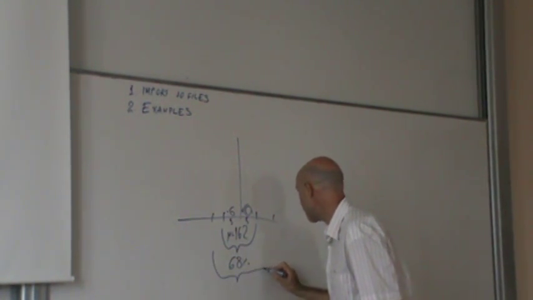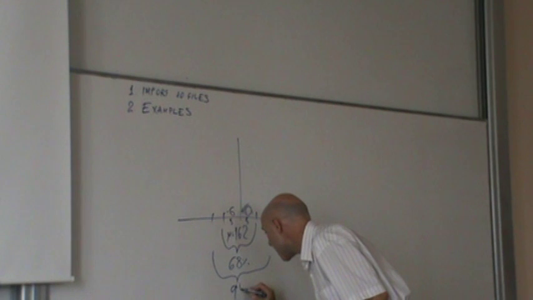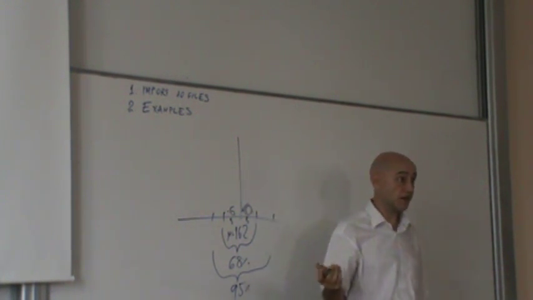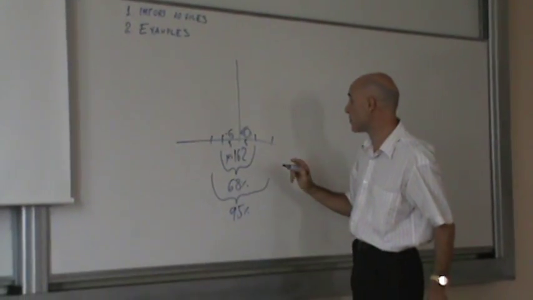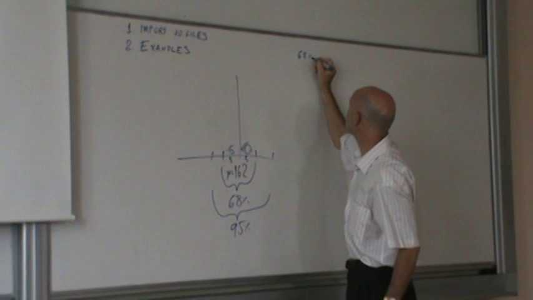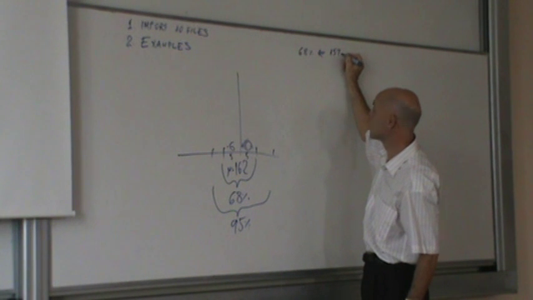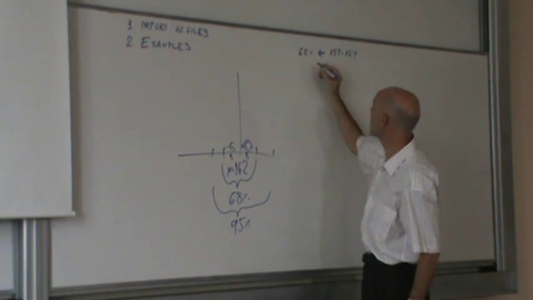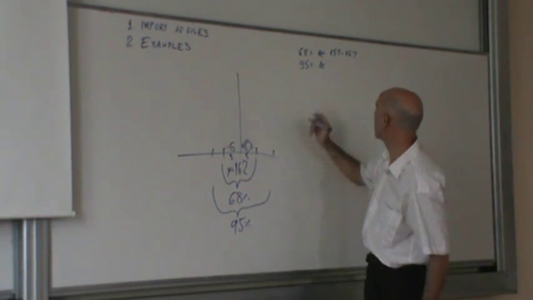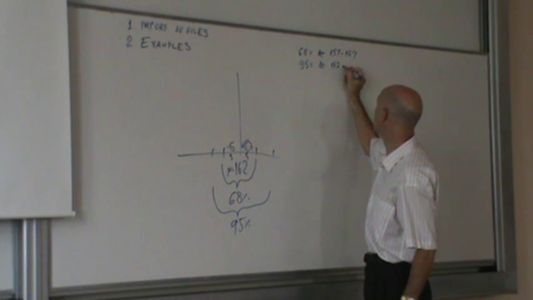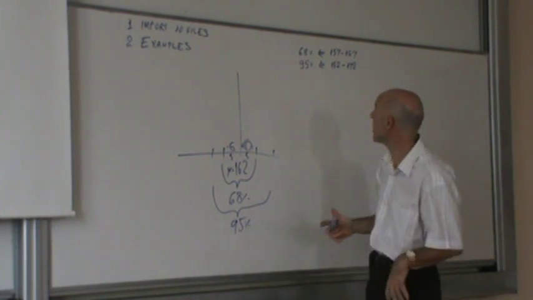When you take 2 sigmas on the left and on the right, how many percent are you going to get? 95% of the people will be falling within this range. So 68% will be falling in the range of 157 to 167. 95% will be falling in the range of 152 to 172. That seems realistic for this class, okay?